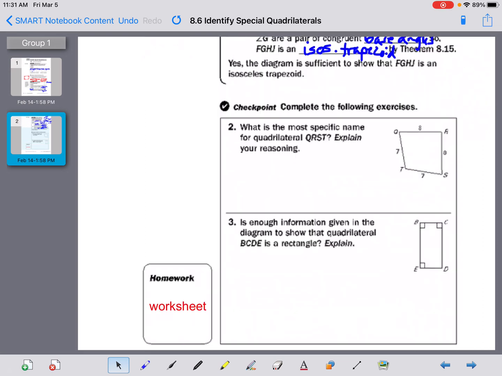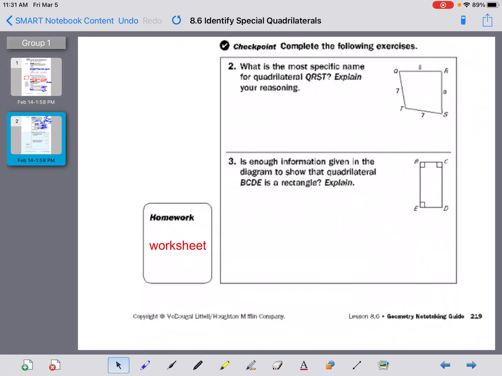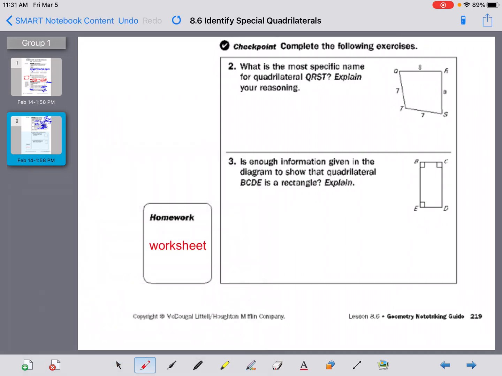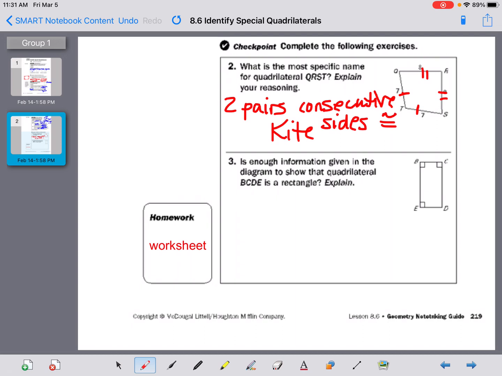Okay, number 2 down here. What's the most specific name I can give that quadrilateral QRST? Well, let's see. Angles aren't marked anywhere. Opposite sides are not congruent. Oh, wait. 7 is congruent to 7, and 8 is congruent to 8. Oh, consecutive sides are congruent. Which shape has consecutive sides congruent? Kite, right? So if I have two pairs of consecutive sides congruent, I know I have that kite. So it fits that rule.